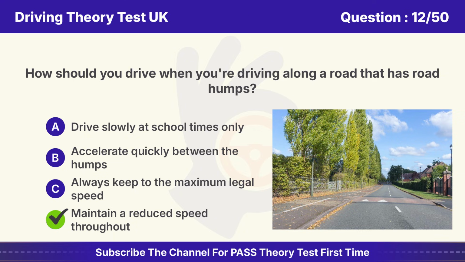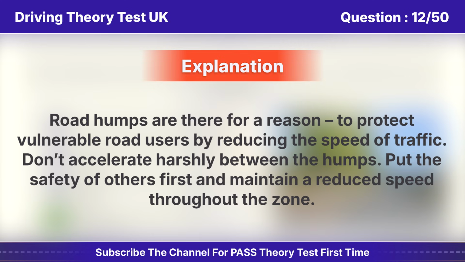Answer is D. Maintain a reduced speed throughout. Road humps are there for a reason, to protect vulnerable road users by reducing the speed of traffic. Don't accelerate harshly between the humps. Put the safety of others first and maintain a reduced speed throughout the zone.